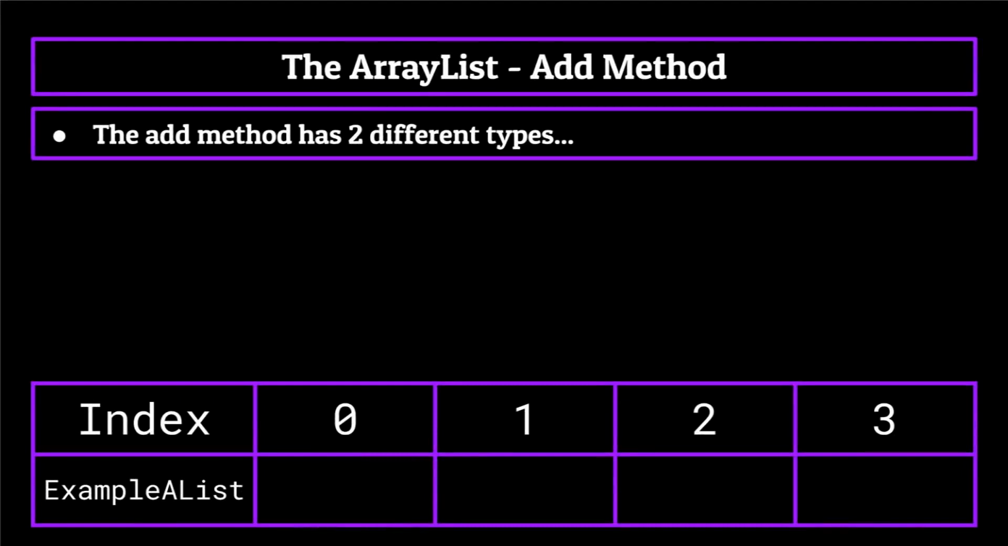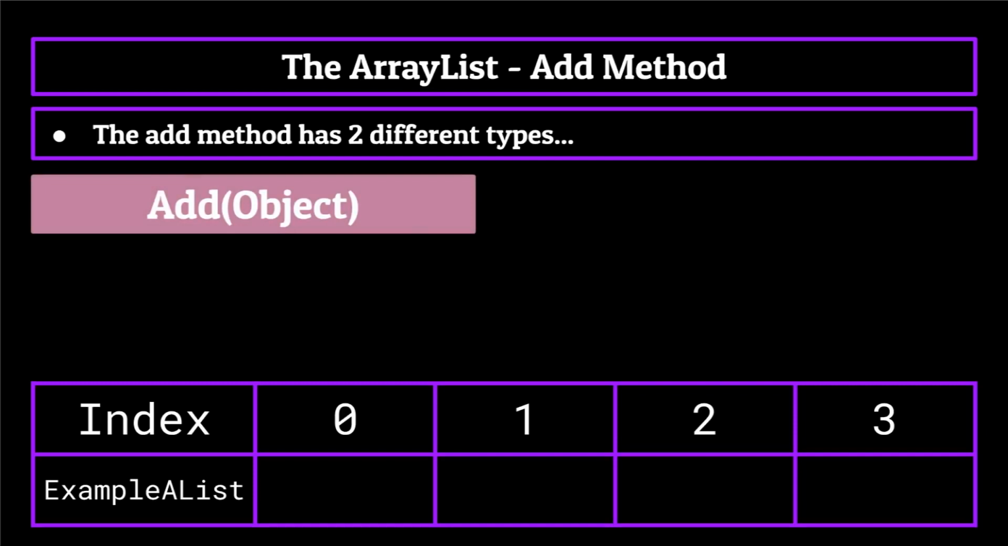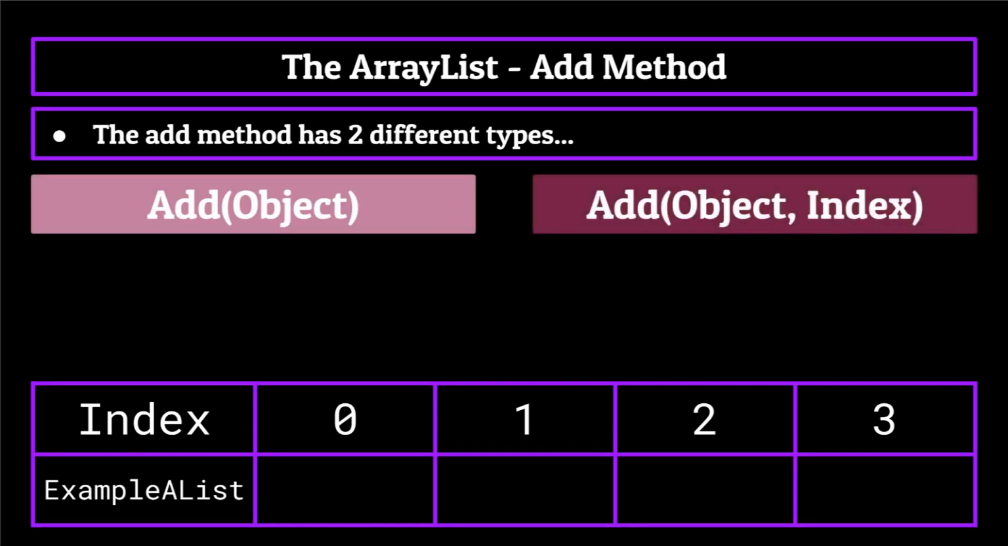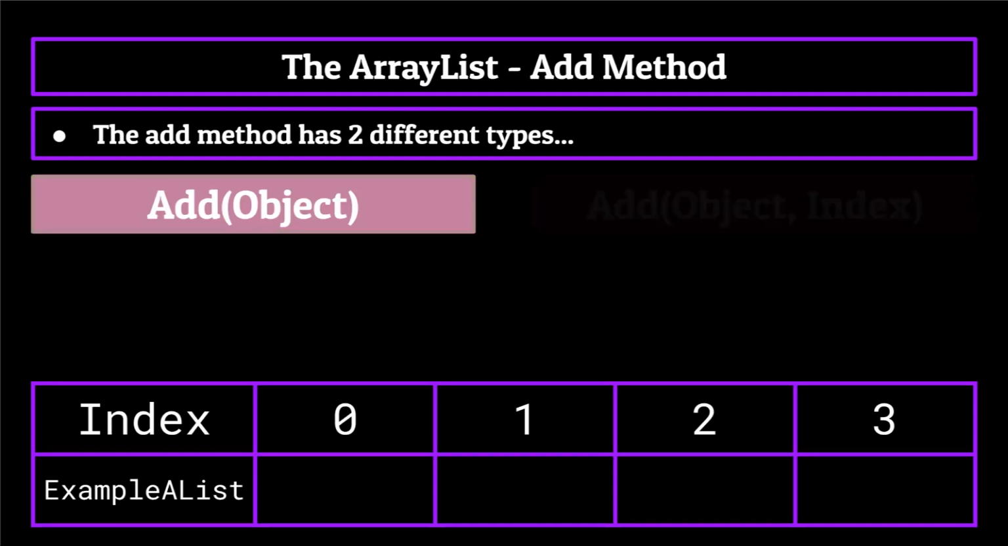Now the add method actually comes in two different types. One which takes in only an object to add to the end of the array list, and one which takes in both an object to add to the array list as well as an index value representing the index to insert the object at. Let's start with the simpler of the two, one which simply takes in an object.